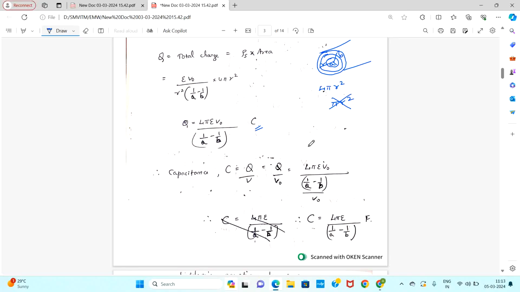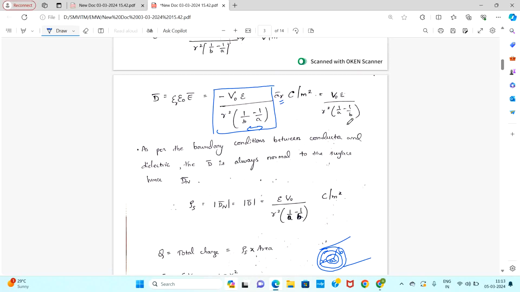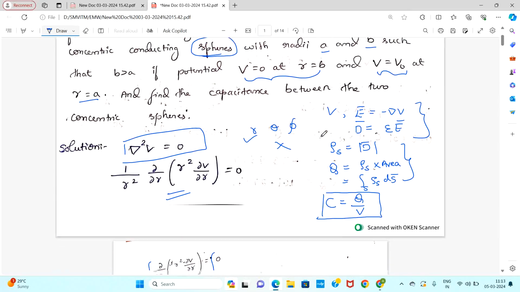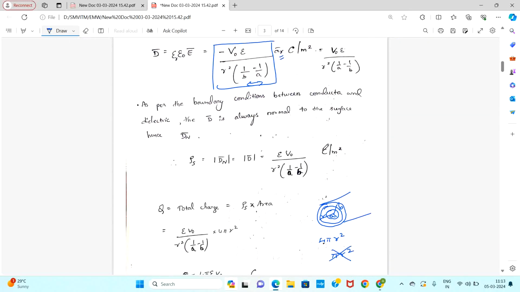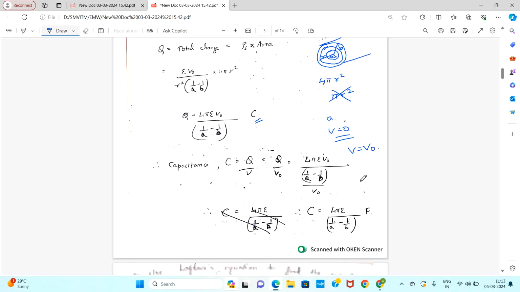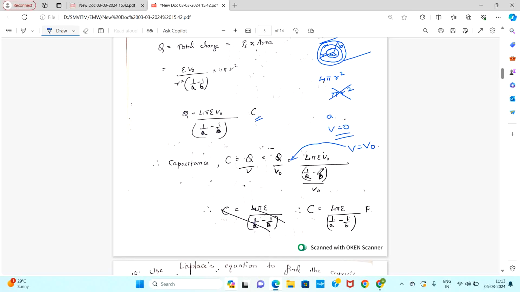Okay. So here you can see that the conditions are given. At A, the potential is V naught. At B, the potential is 0. So I cannot take 0 as the answer here. Anything divided by 0 will give me infinity. So I cannot take the V is equal to 0 condition. I'll have to take V is equal to V naught and then substitute it here. Okay. So just take Q by V naught. Whatever the Q value is, divide by V naught. So V naught gets cancelled. So finally you have the capacitor value as this.